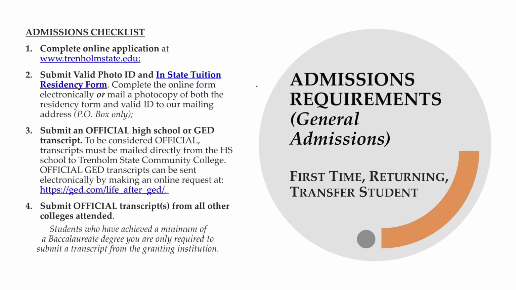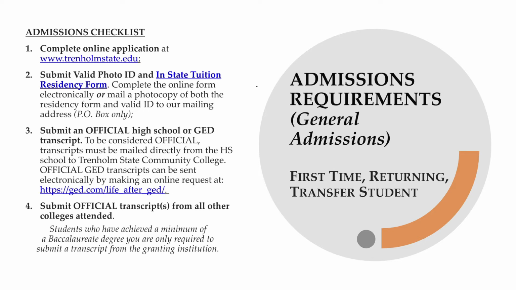First, let's look at required documents for general admissions for first-time, returning, and transfer students. Take a look at the admissions checklist. First, you will complete your online application. Then you will submit your valid photo ID and your in-state tuition residency form. Both of these can be completed on an online form that I will show you shortly in this section. Or you can mail a photocopy of both the residency form and your valid ID to our mailing address.